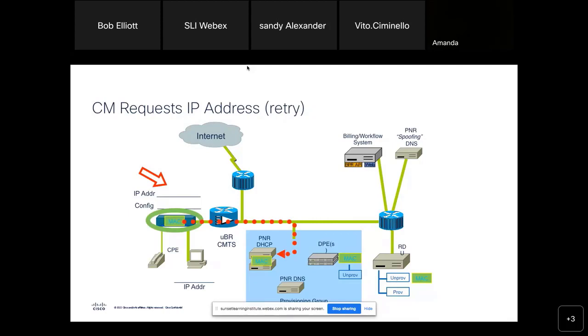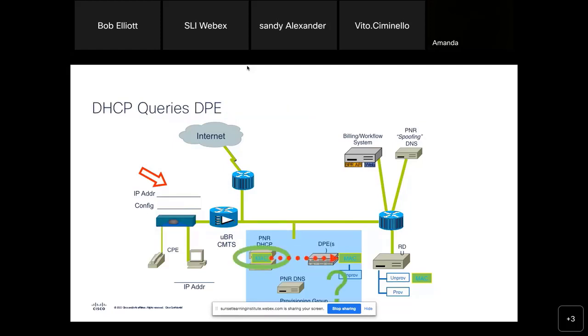So DHCP clients are instructed to keep retrying. If they broadcast out a DHCP Discover, but they don't receive any offer back, they are instructed to keep trying. So the cable modem is going to send a retry. So it's going to broadcast out another DHCP Discover. The PNR DHCP server gets that. Again, it asks the DPE for a configuration for this device. And this time the DPE does have one. So the DPE will send a DHCP server configuration for the device.